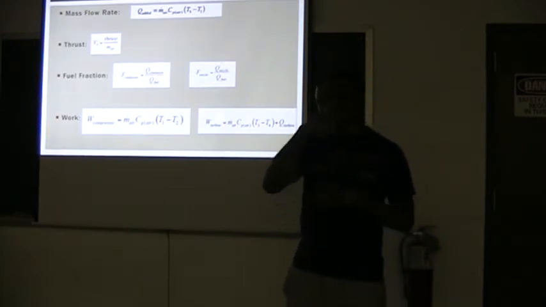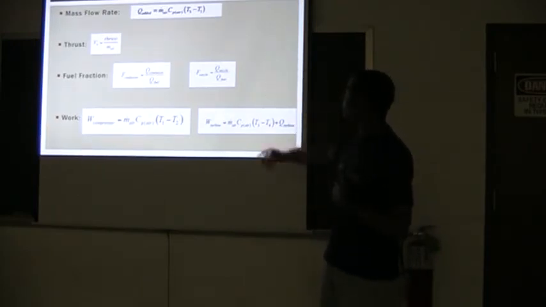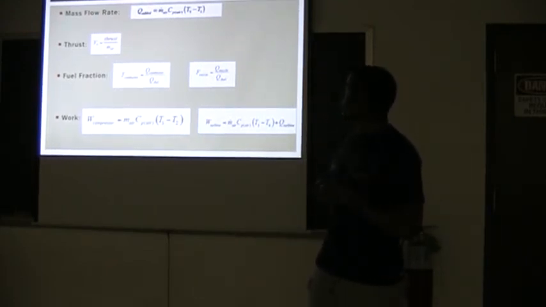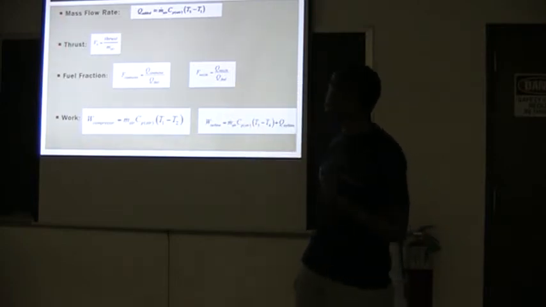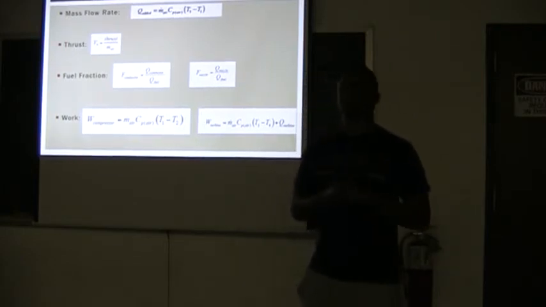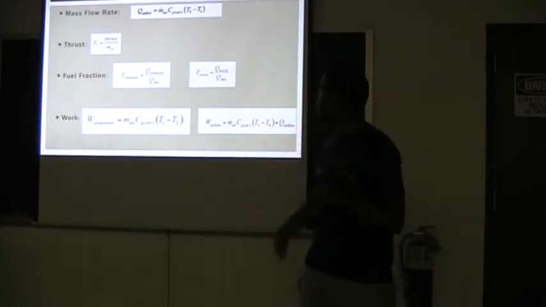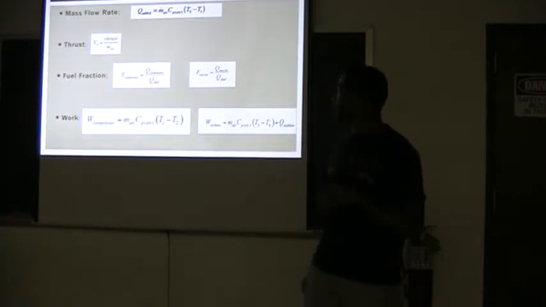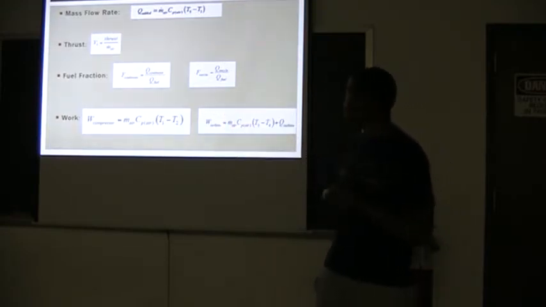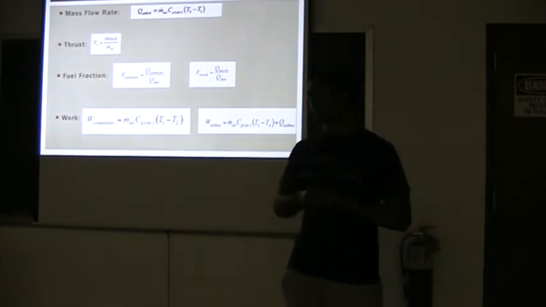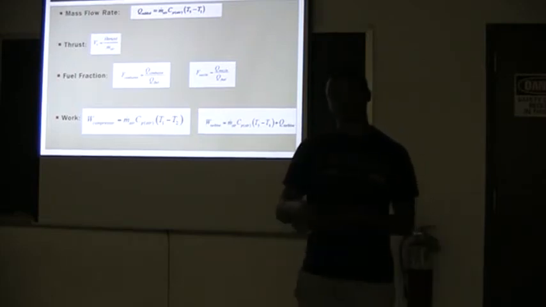Some useful equations. We use the first law to solve for the mass flow rate, assuming no work and no heat transfer. It basically says the heat added is equal to the mass flow rate of air times the specific heat times the change in temperature. We were asked to solve for thrust, and thrust is just the velocity times the mass flow rate. The fuel fractions are just the ratios of heats, and the work is also the mass flow rate times the specific heat and change in temperatures at different stages.